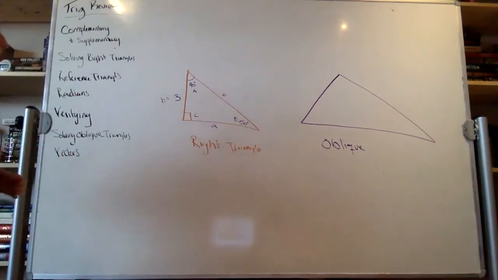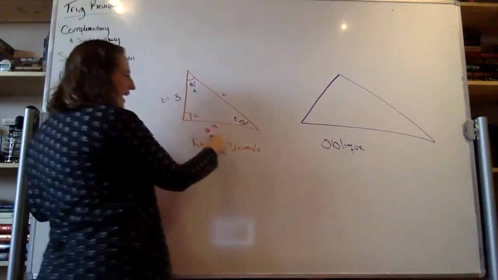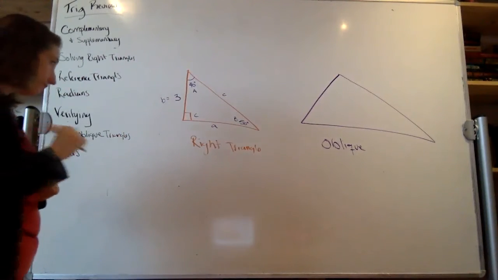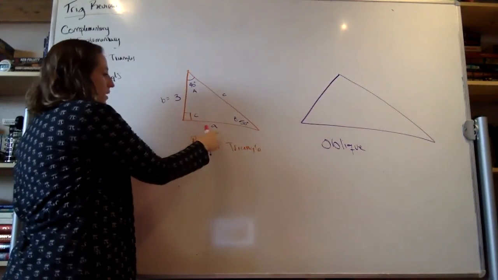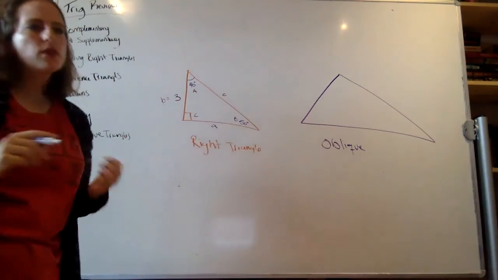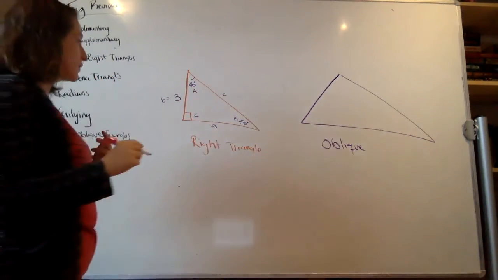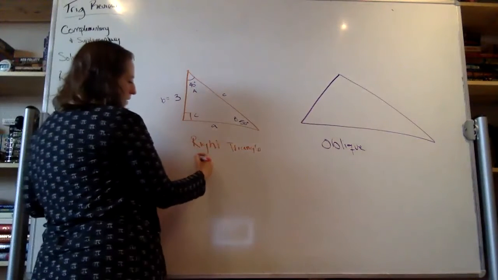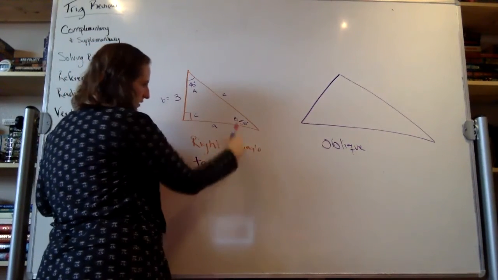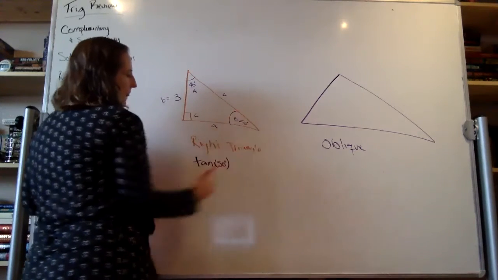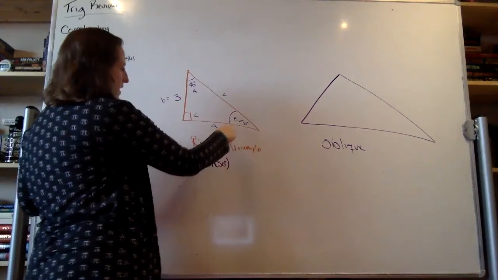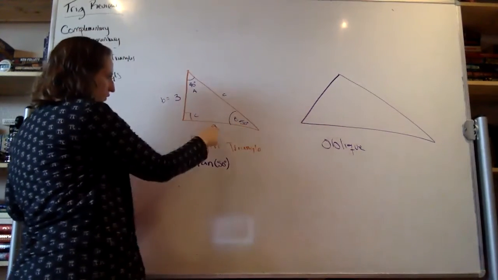Okay, so if I want to find, say, side A, how could I do that? Well, let's think about what we know. We know B, length B. We know A, and we also know 50 degrees and 40 degrees. So what I'm going to do is write a trig relation that relates those things together. So for example, I could say that the tangent of 50 degrees, I'm looking at this angle here. Tangent of 50, tangent is opposite over adjacent. So tangent of 50 is going to be 3 over A.